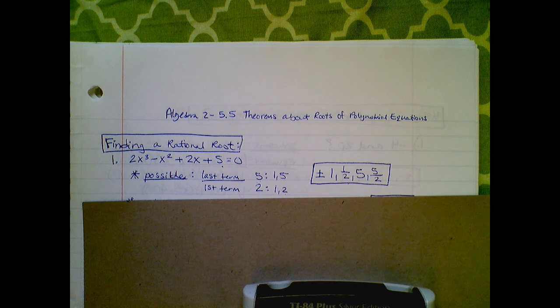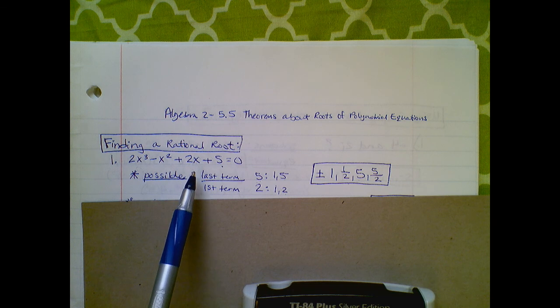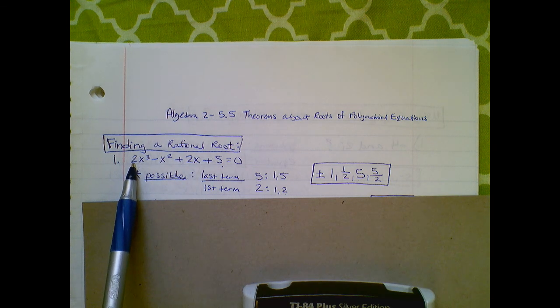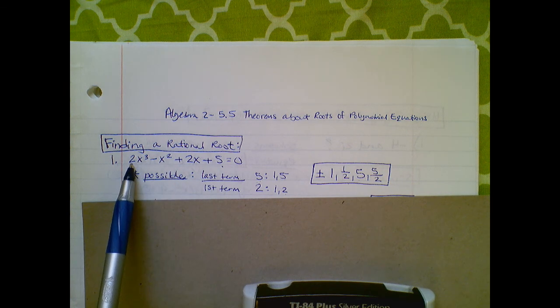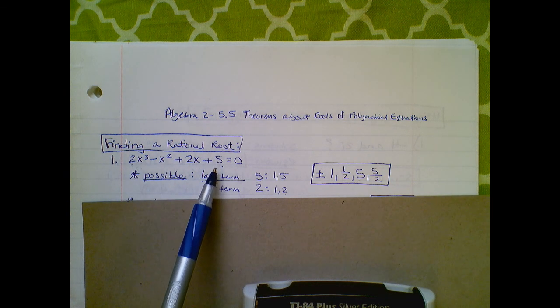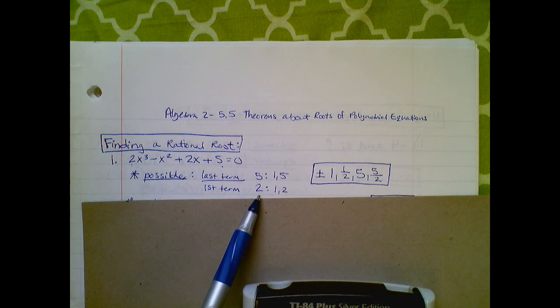the actual roots. So what that means is to find the possible ones, we're going to take a look at, if this is the first example, 2x cubed minus x squared plus 2x plus 5, we're going to take a look at the leading coefficient and then the last term. So the leading coefficient is 2, the last term is 5. So we're going to write those down. The last term we're going to write on top, the leading coefficient we're going to write on bottom.